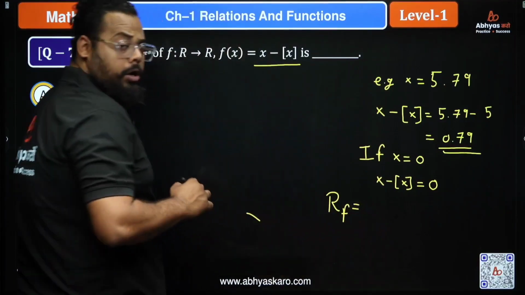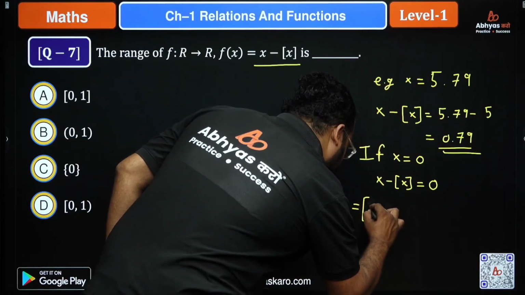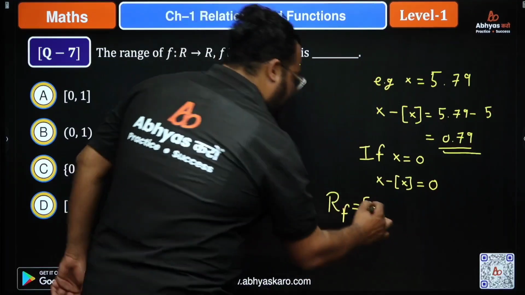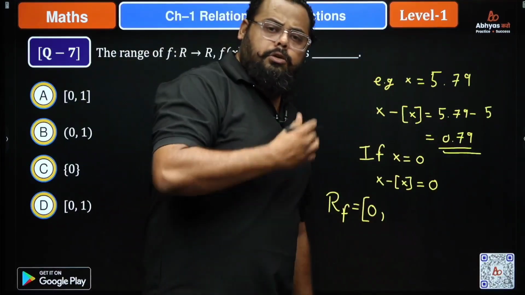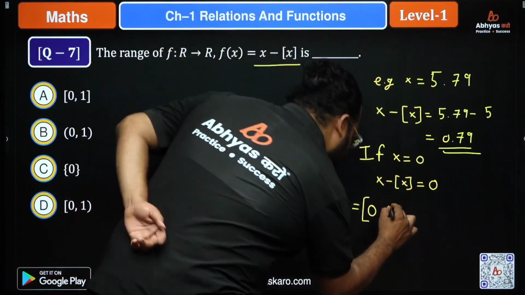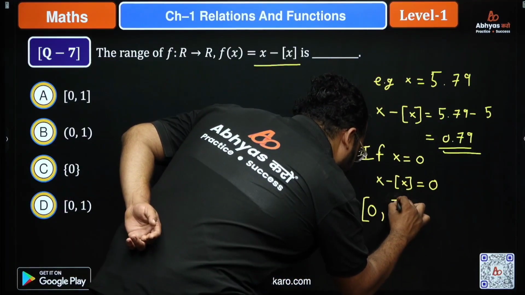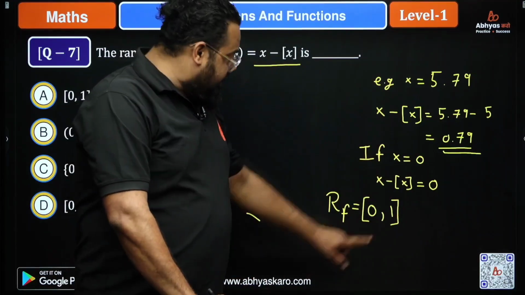So इसका मतलब मेरा जो रेंज ऑफ द फंक्शन है, range of my function will be what? It will contain 0. It will contain 0 and it will contain all the decimal numbers from 0 to 1 but not contain 1. 0, 1. अगर यहां पे स्क्वायर ब्रैकेट कर दिया then this contains 1.